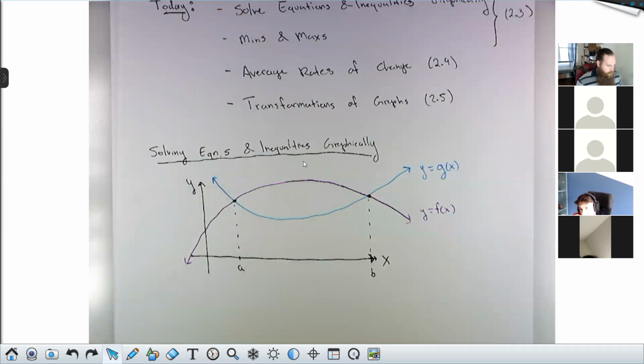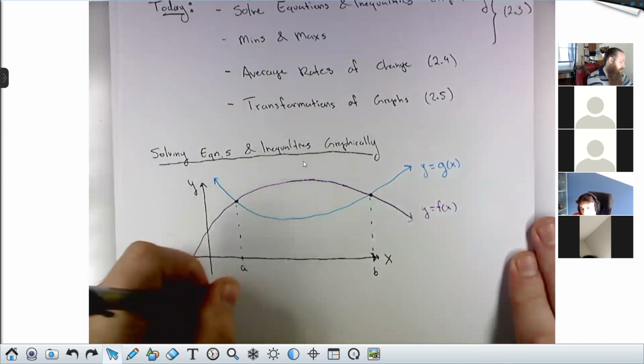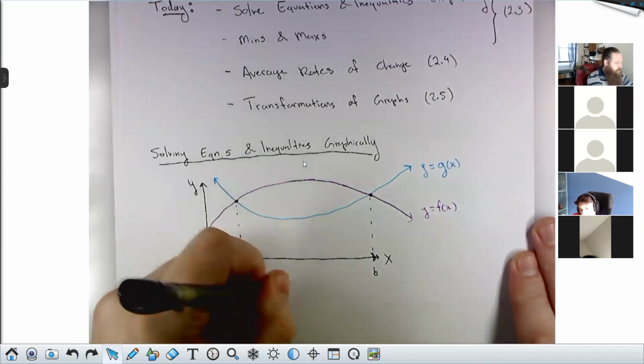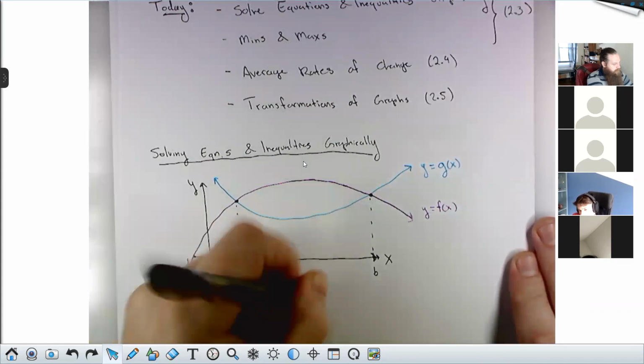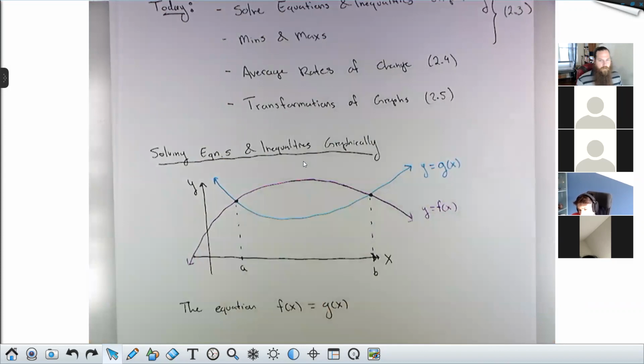So if you wanted to discuss the equation f of x equals g of x, you're asking where is this function's output equal to this function's output? Or in other words, for what inputs, for what x values are these two outputs, these y values, equal to one another? Those would be at these intersection points, right?